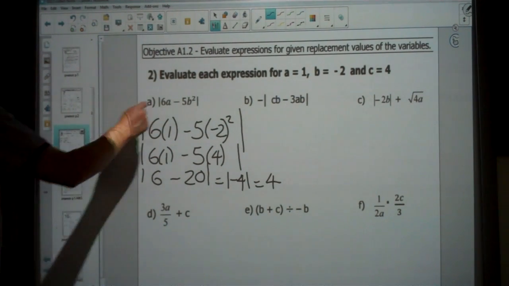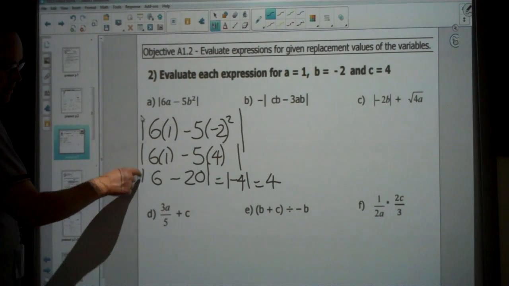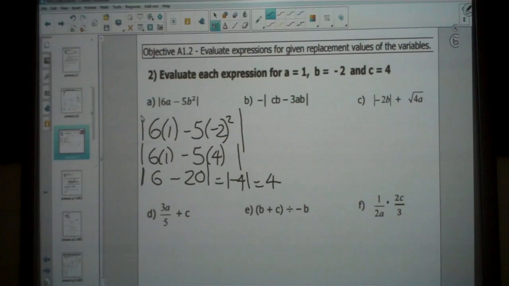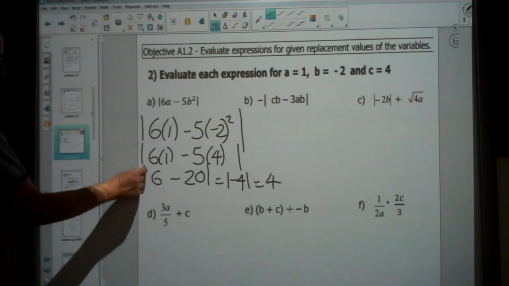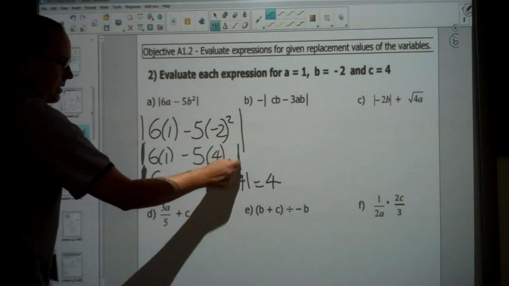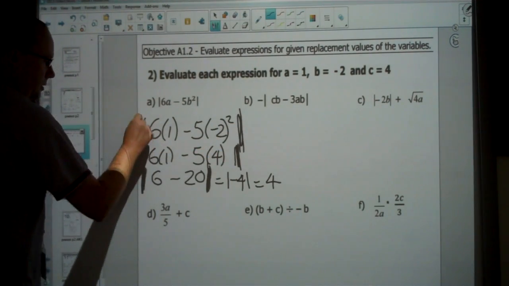Now notice when you're doing your absolute value questions, be very careful, because if you make the absolute value sign too small, this might actually just look like 16 take away 20. So you might want to extend this line a little bit, or possibly even make this line thicker, just so you realise that it is an absolute value and not just a number 1.